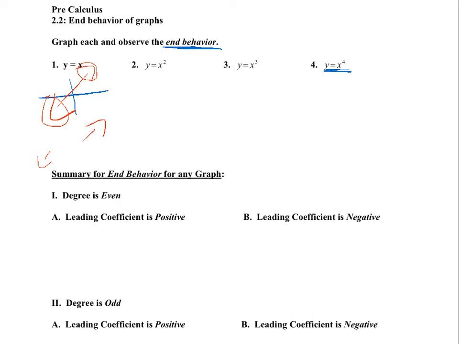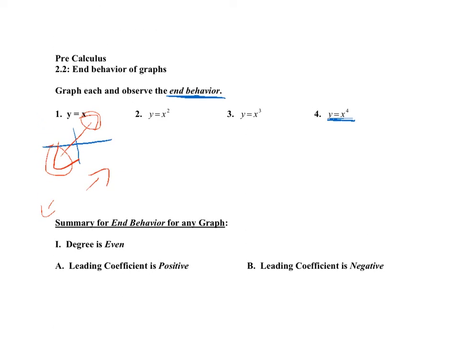Let's see, the next one is just your parabola. I'm just going to put this all in one color here. Okay. Now this is our parabola. Now you can see to the left and to the right they both go up. So I'm going to put to the left it goes up, to the right it goes up.